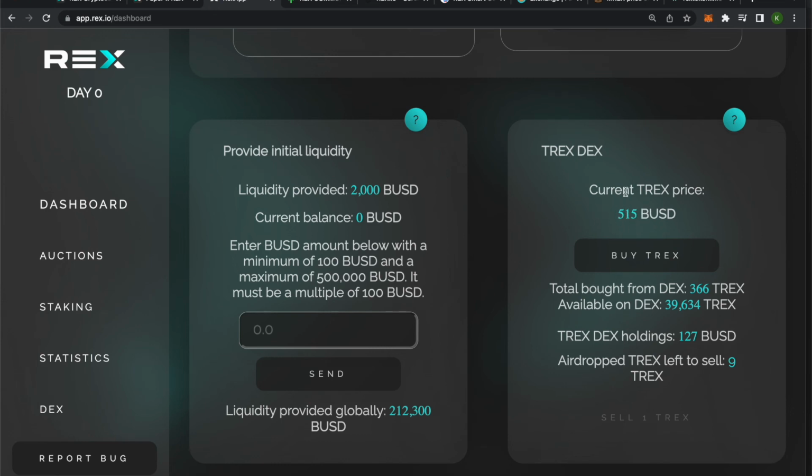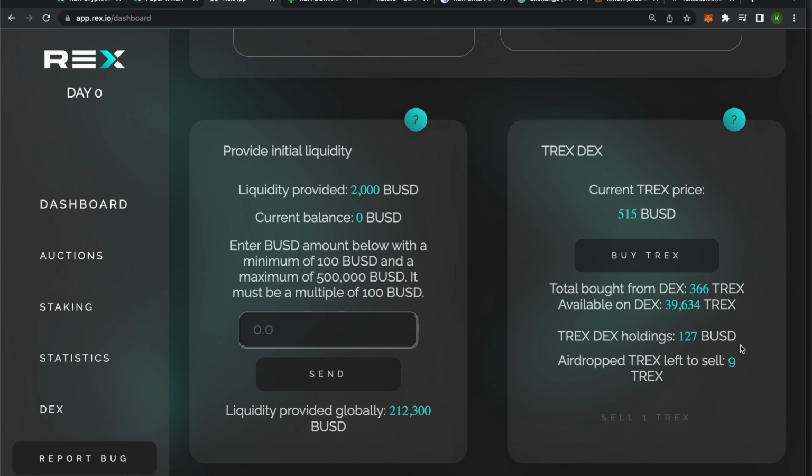We can see here that more than 300 TRex have been sold because this number here is 515, which means it's been incremented three times, from 500 to 505, then to 510, then to 515. It also says it right here: total bought from the DEX is 366 TRex. If you were airdropped a TRex, you can sell one back to the contract every 3 days. So I have sold one of my TRex back to the contract. There are 9 more that I could sell.